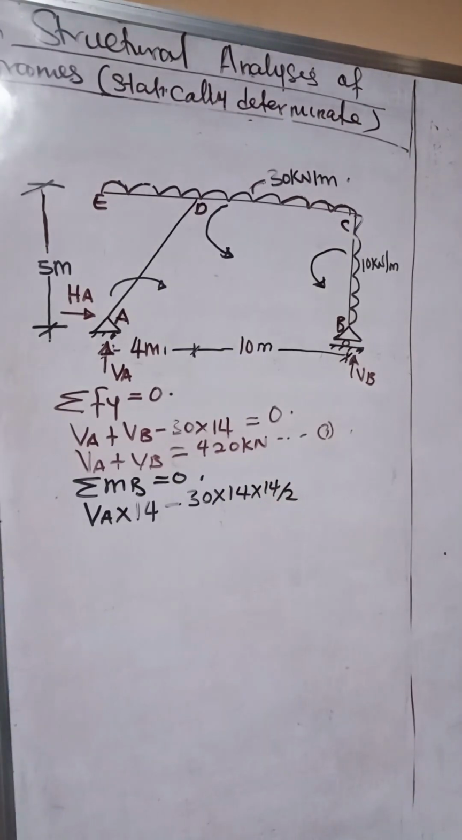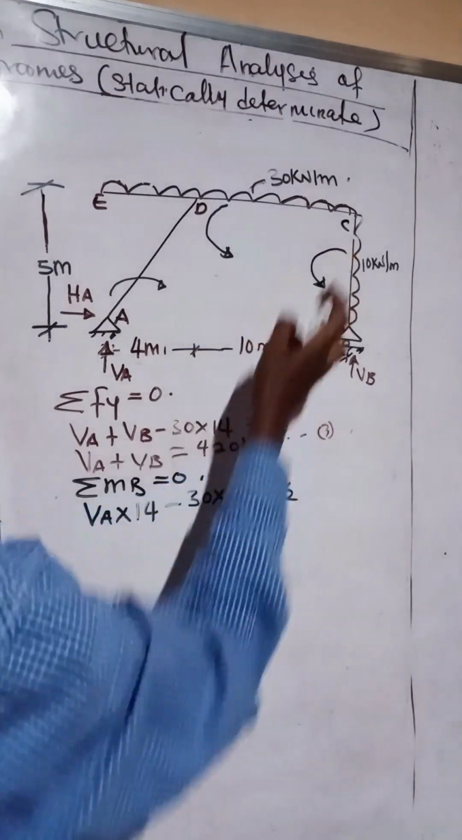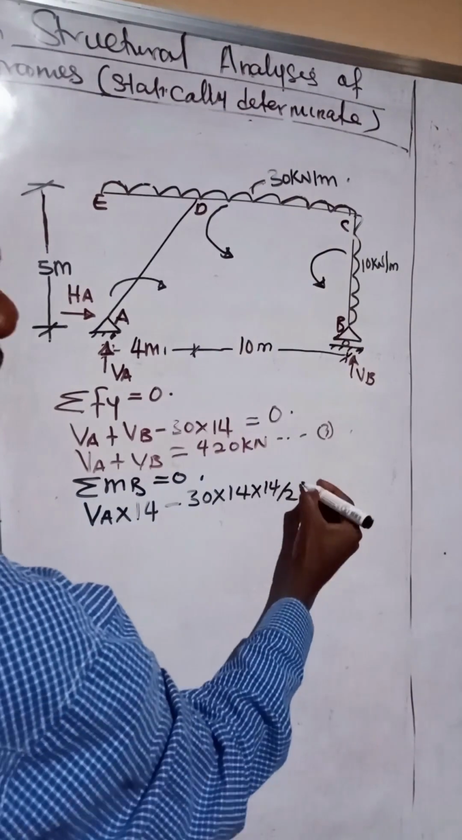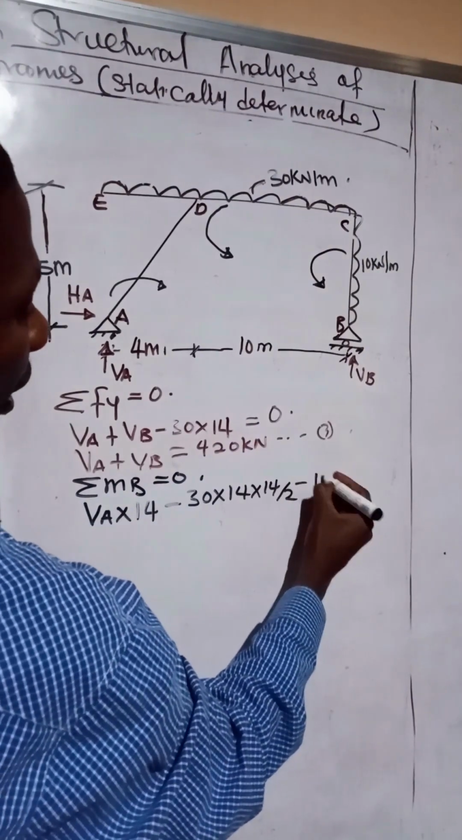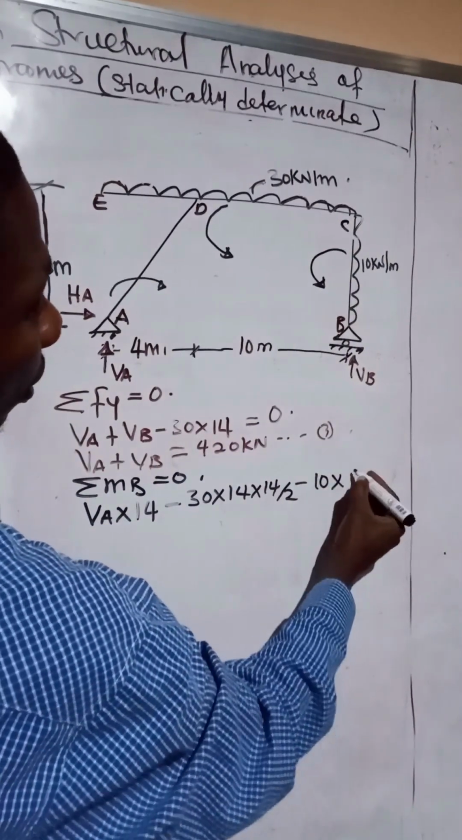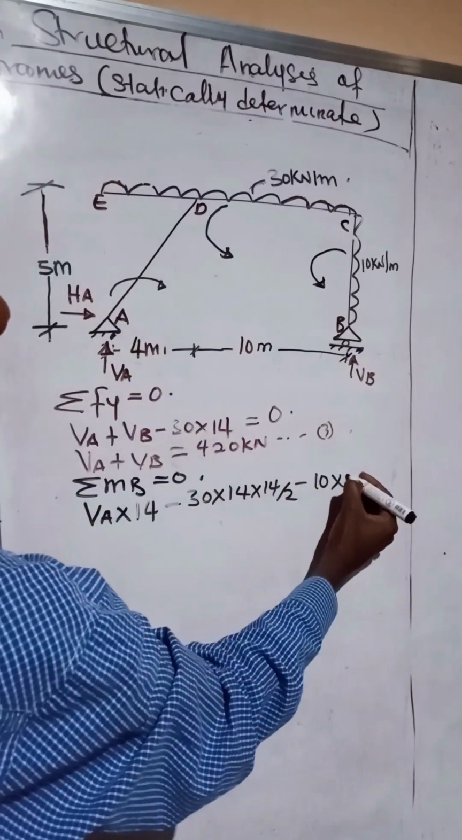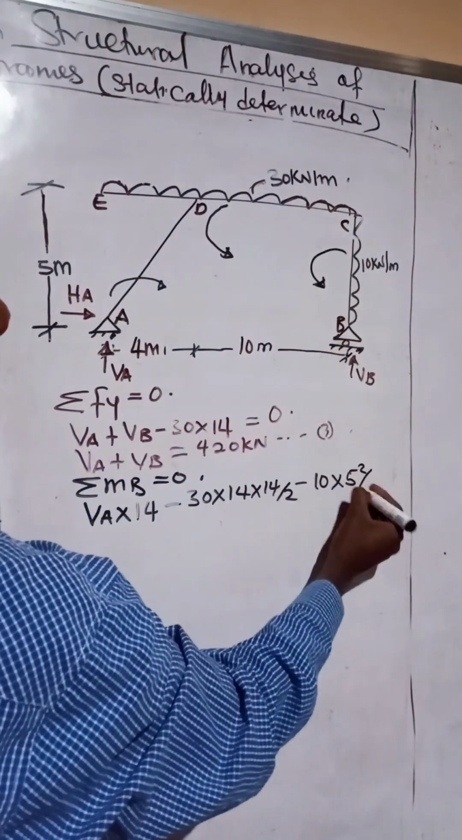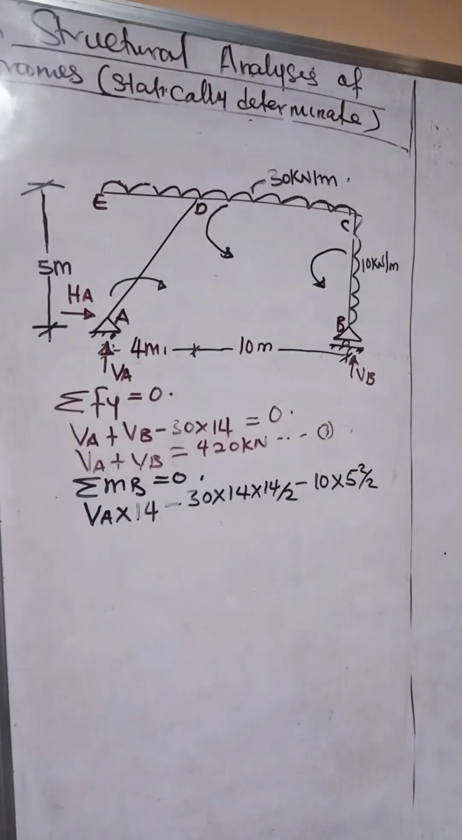So that is what we have. And the last of them is this. We're going to have this moment about this point. It's an anti-clockwise moment, so it's negative. So it becomes 10 times, the height here is 5, so it becomes 5. The span is 5, so it becomes 5 squared over 2. So this is what we have.